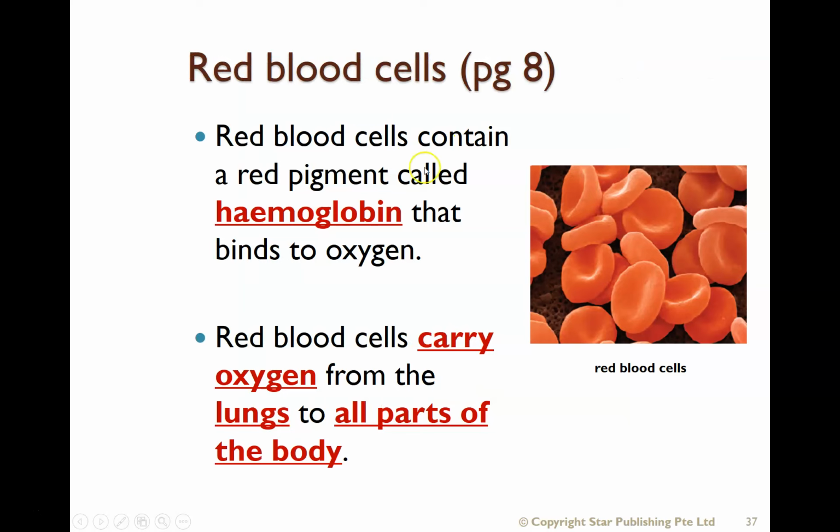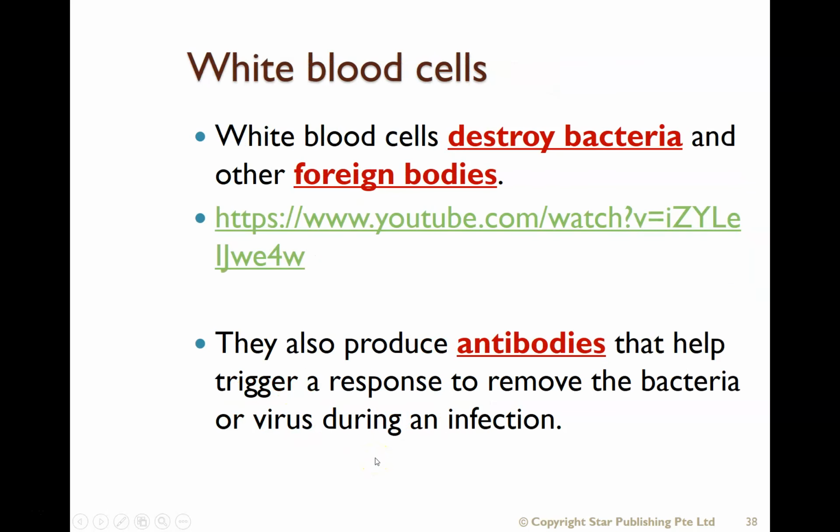Red blood cells contain a red pigment called hemoglobin. This hemoglobin is very important because it binds oxygen to the red blood cell, so that the red blood cells will be able to carry the oxygen from the lungs to all parts of the body.